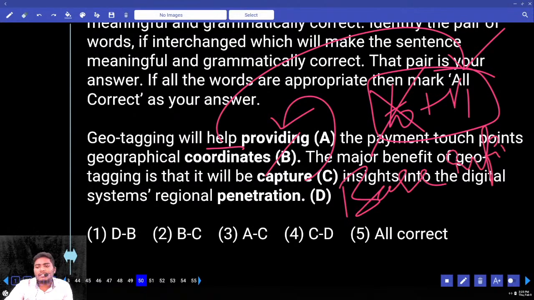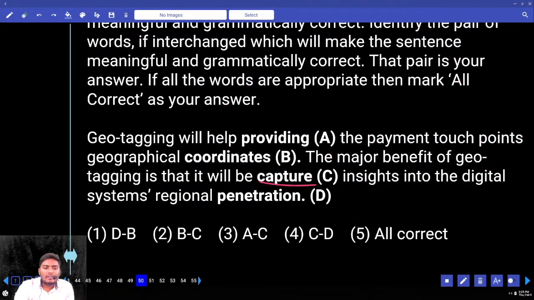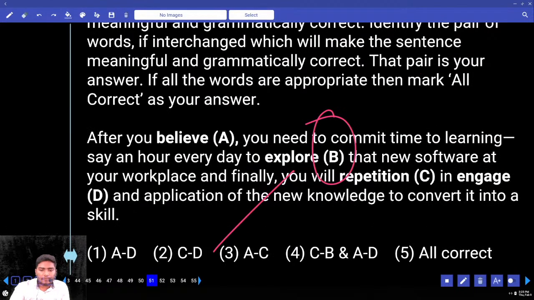If you forget this, you are going to lose 1 mark in your exam. Most important rule. Okay, so swap must be will help capture and will be providing. So this is a swap between A and C. Next, move to 51.